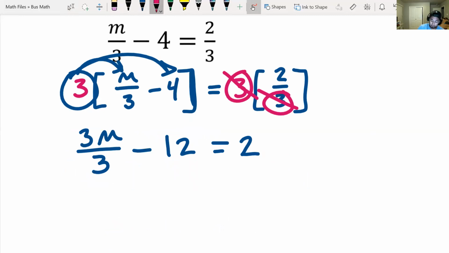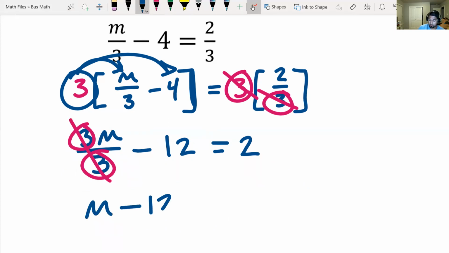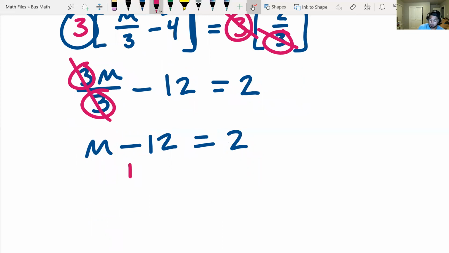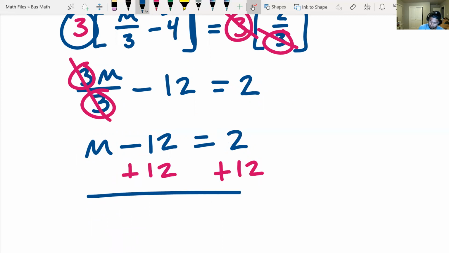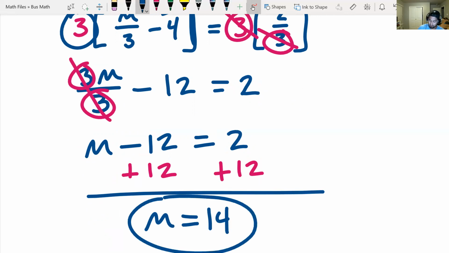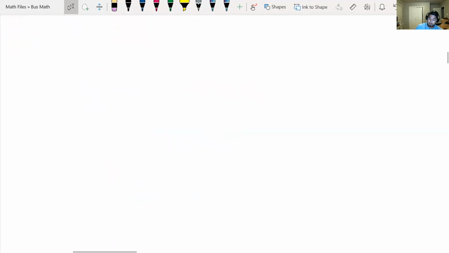And now, again, cancel. This 3, that 3, gone. So here's what we're left with. M minus 12 equals 2. Add the 12 over, and we get m equals 14. There it is, done. All right.